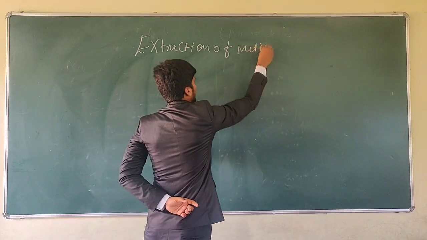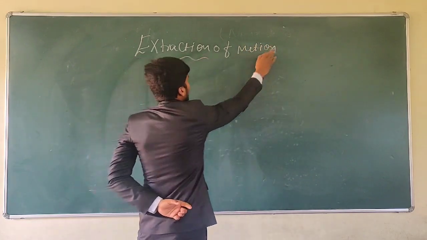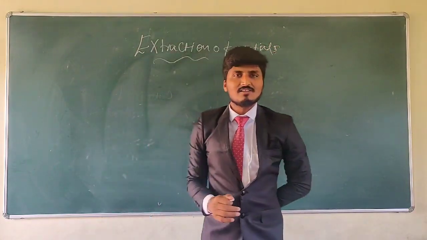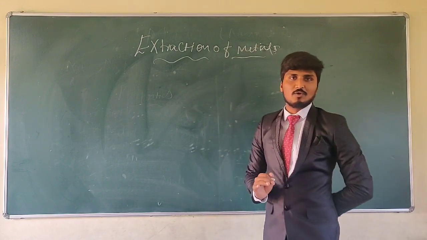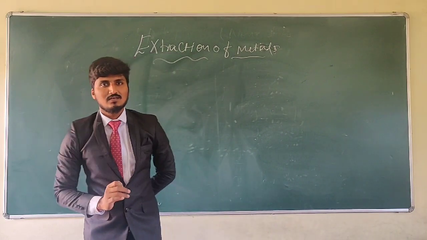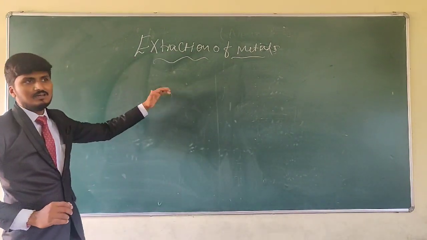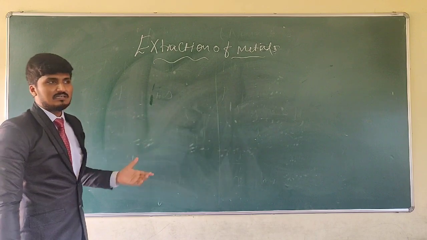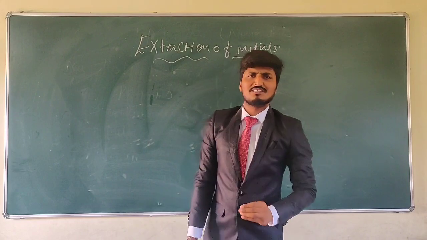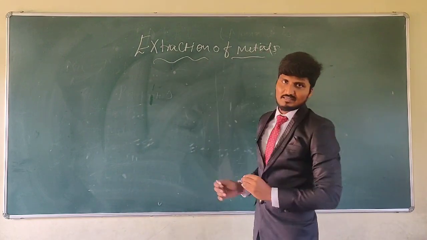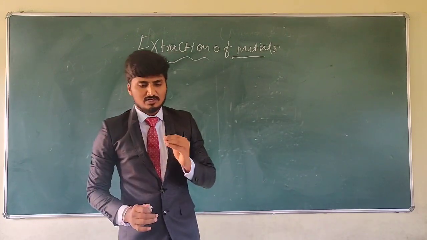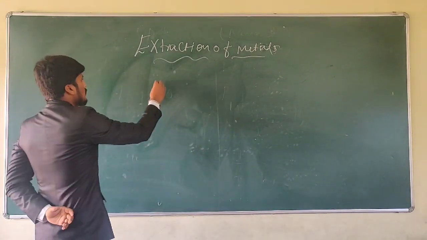Most of the metals are obtained from the earth crust. In the earth crust, 70% is metals. In that, aluminium is the most abundant metal in the earth crust. The second most abundant is iron. Now I will teach you the procedures involved in the extraction of metals. Before starting, let me give an introduction. So there are two forms.